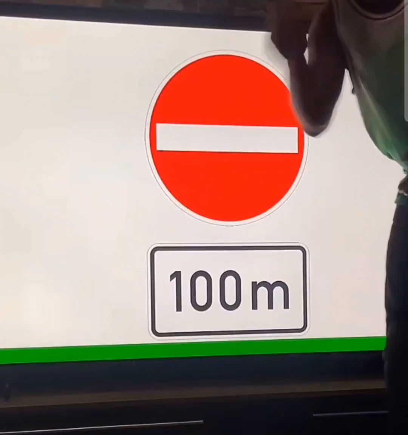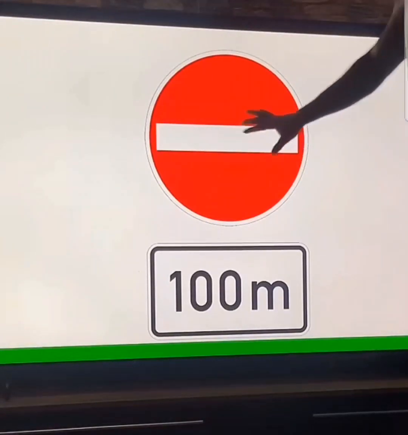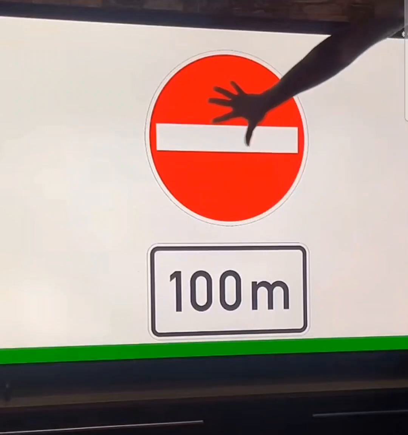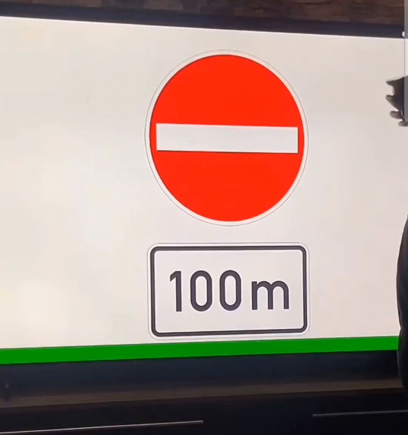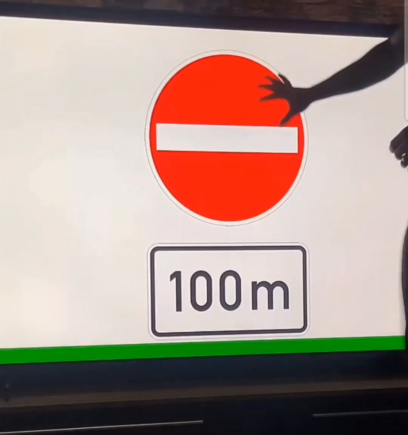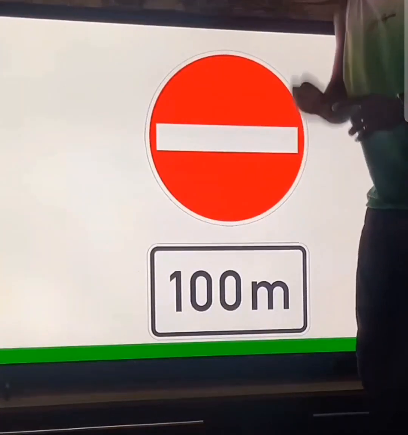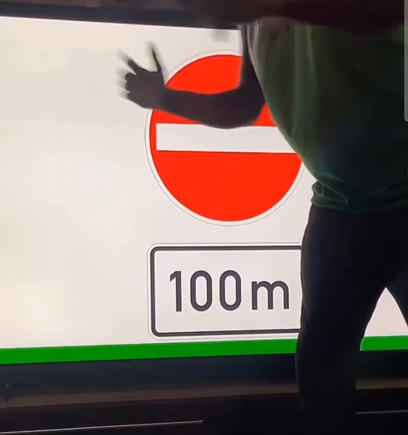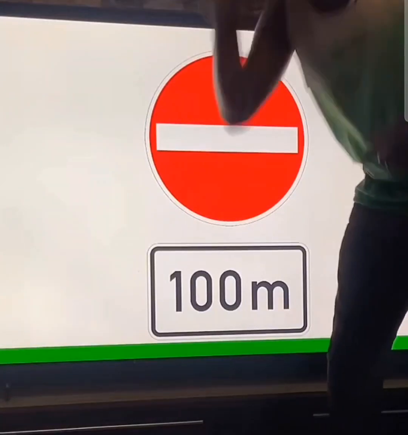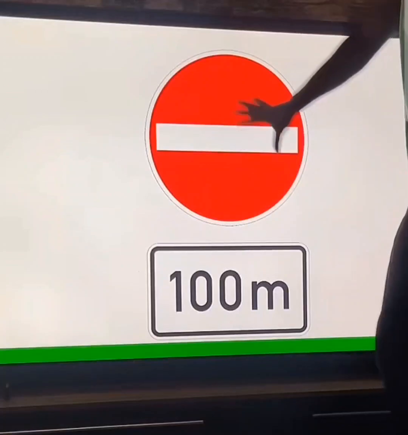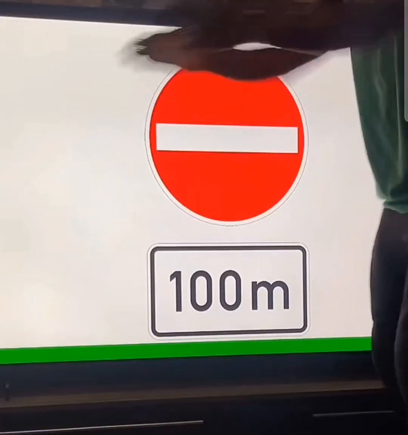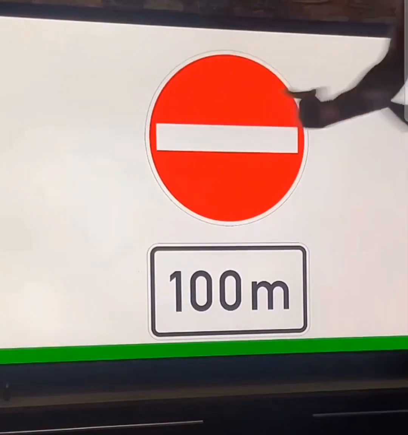So anytime you see a sign like this, understand one thing: you cannot enter, but vehicles can come outside. This sign keeps reminding us that we cannot drive inside. We cannot enter a street or a road that has this sign. Me and you cannot enter, but vehicles can come outside.